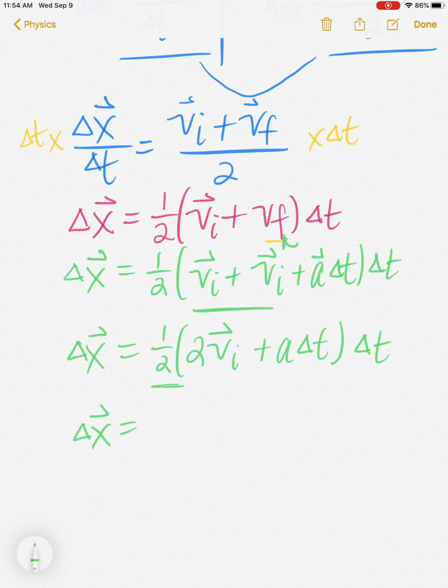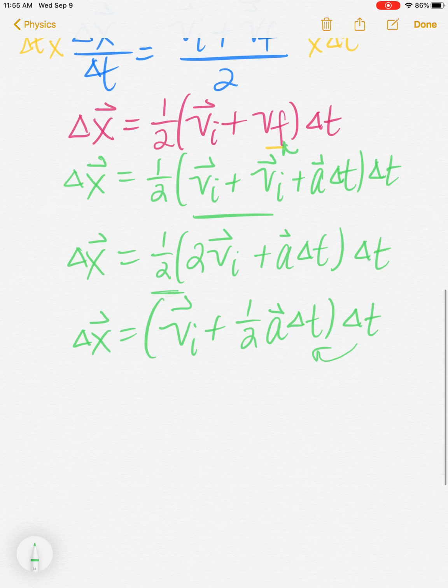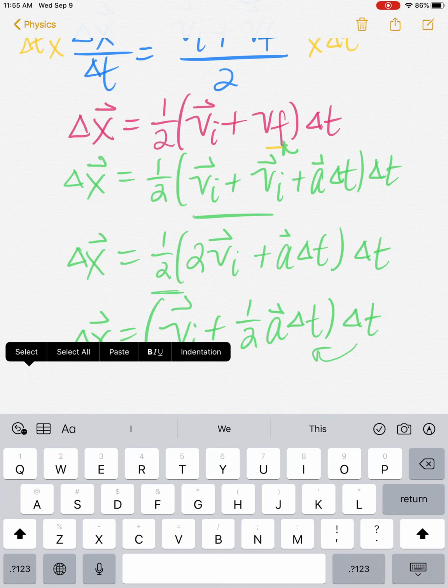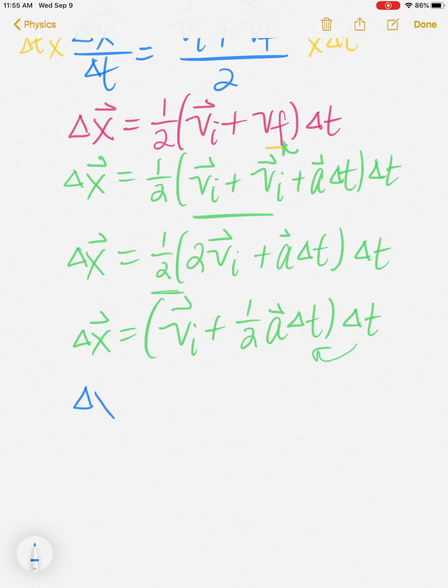1/2 times 2 gives me 1. So that leaves me with 1 initial velocity plus 1/2 acceleration. Oh, acceleration is a vector, times the change in time, end of quantity times the change in time. Now we just need to distribute the change in time across the equation. When we do that, we're going to end up with the equation displacement equals initial velocity times the change in time plus 1/2 times the acceleration.